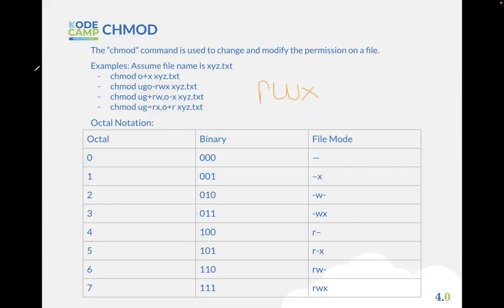Okay. Say on a file now. On this particular file, there is only read permissions on this file.